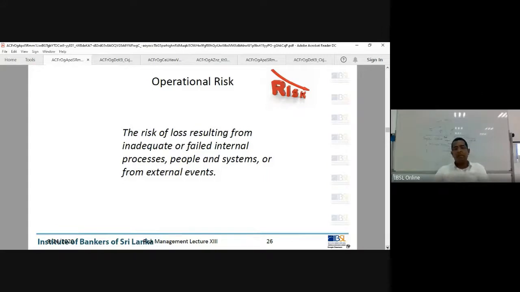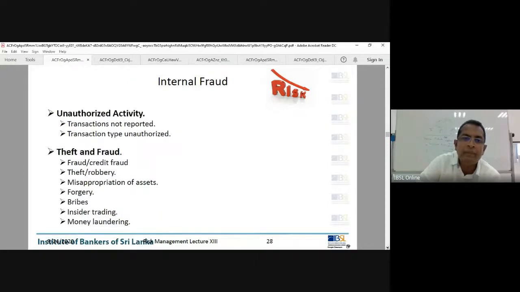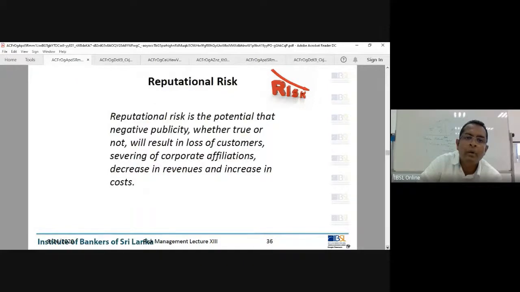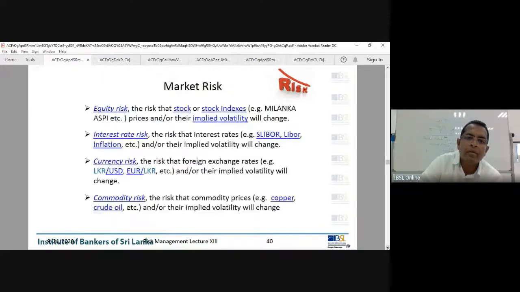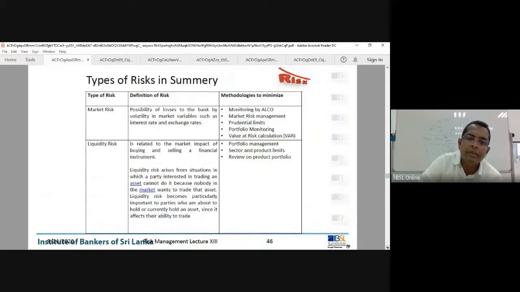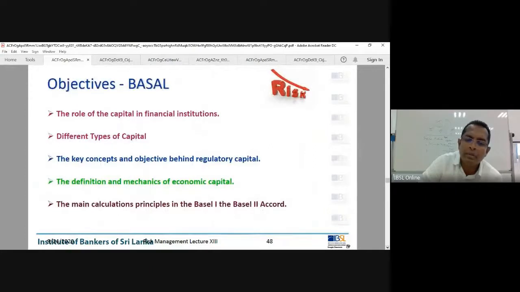So this handout gives you market risk and operation risk and all those things. I'm not going to speak to you. I used to teach these things also to your level, but I found that they are not asking questions. But I didn't want to take this out, so I left it for your reading, right? Reputation risk. Market risk, liquidity risk. Right, summary. Then we will go to this one.